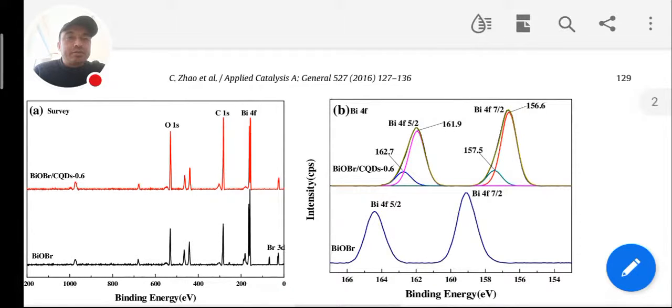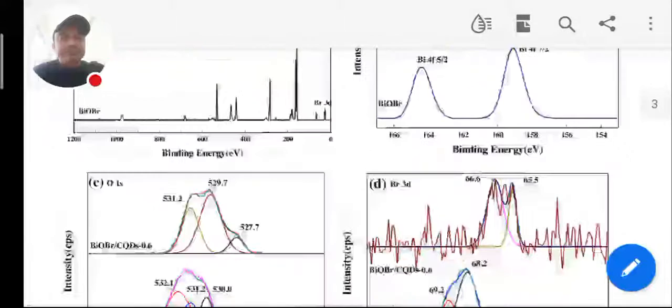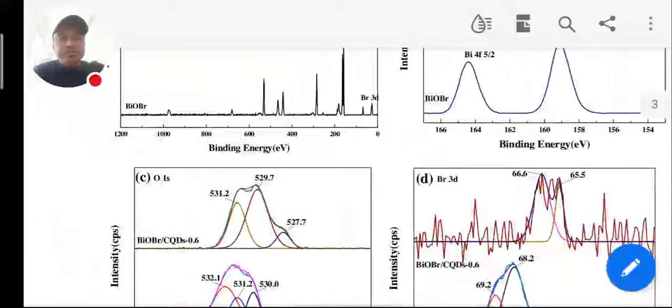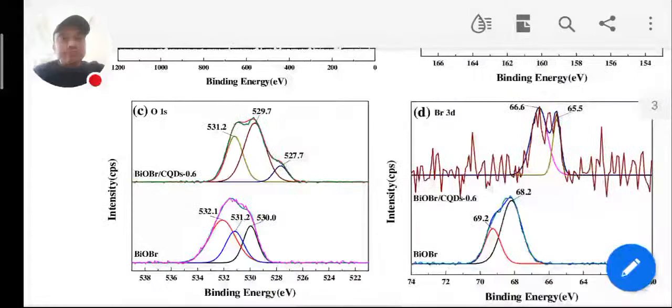So the Bi 4f peaks can be deconvoluted into these, and the bonds are not even mentioned. The peaks of BiOBr carbon quantum dots are divided into some sub-peaks due to interactions between carbon and Bi, oxygen and Bi, and some more interactions existing in BiOBr carbon quantum dots. Whereas the oxygen peaks can be deconvoluted into 5 peaks.